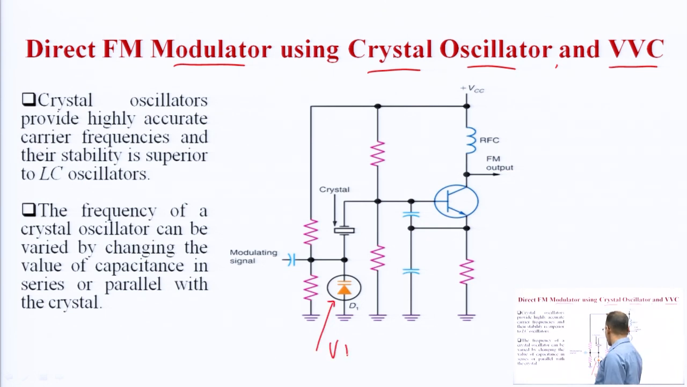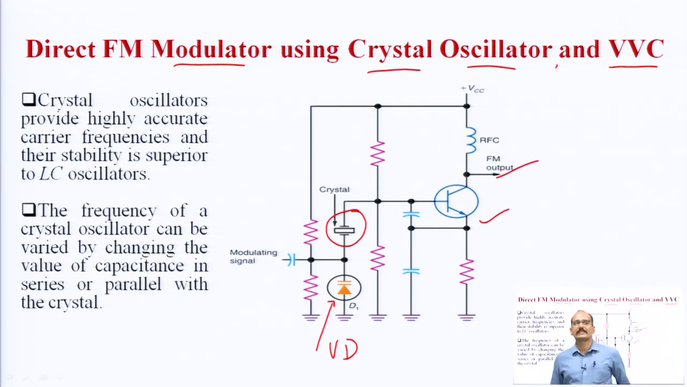This is the varactor diode connected in reverse bias. The same crystal oscillator is applied here to provide the basic frequency. Here we have an amplifier circuit, and combined it is giving an FM output of varying frequency as per the message signal applied at this varactor diode.